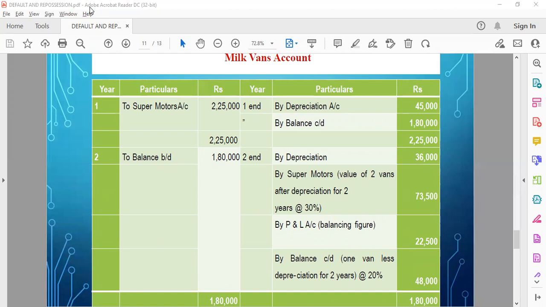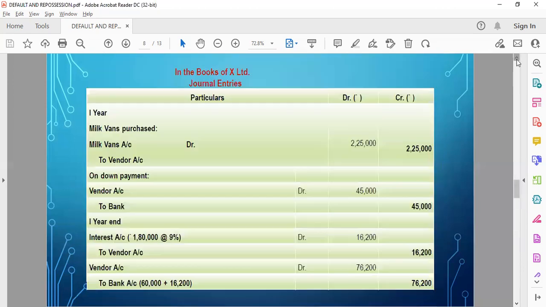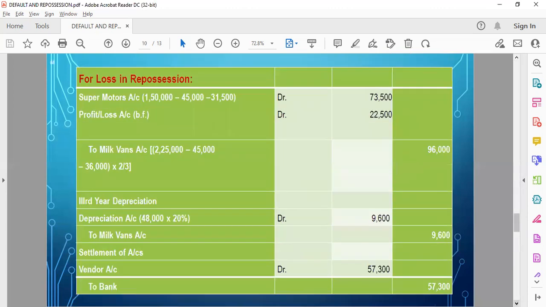Date column, particulars column, amount column. The credit side also: date column, particulars column, then amount column. You should put 3 columns. Okay.